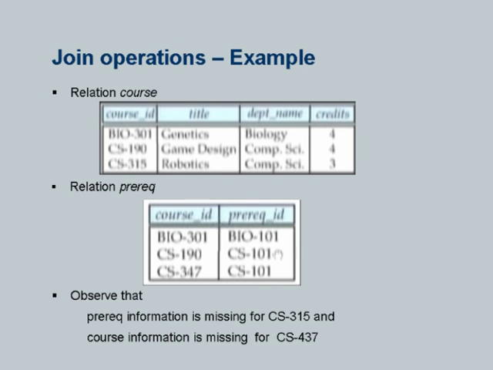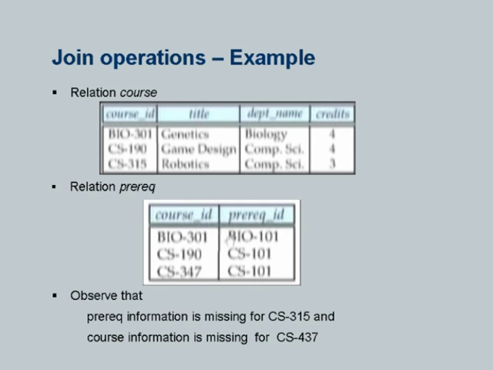So those are the prerequisites. Now you will notice two things about this table. One of the courses, CS315, does not actually have any prerequisites. This can happen. CS101 generally would not have a prerequisite, and you will notice that also happening here. CS101 does not have a prerequisite.